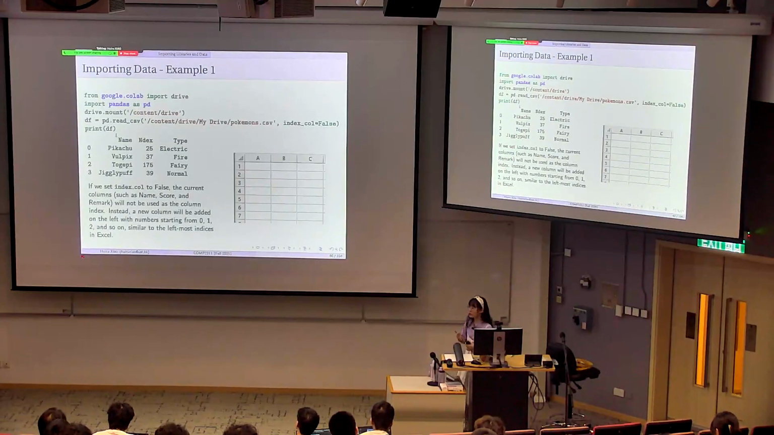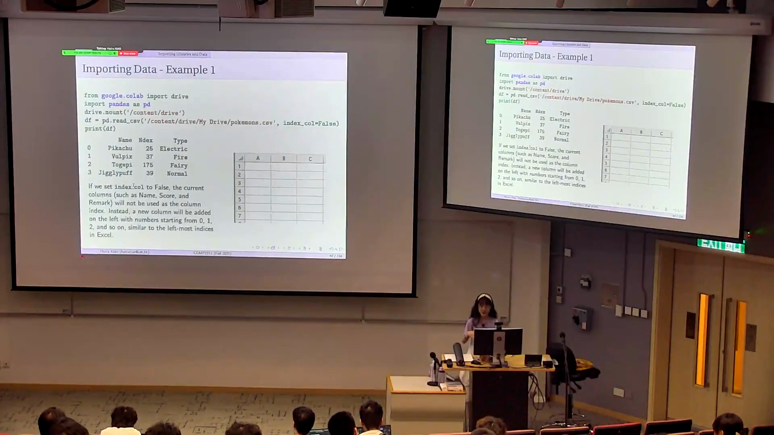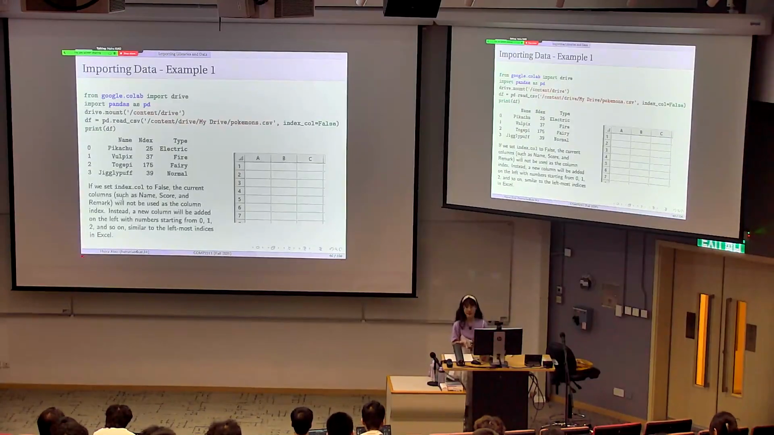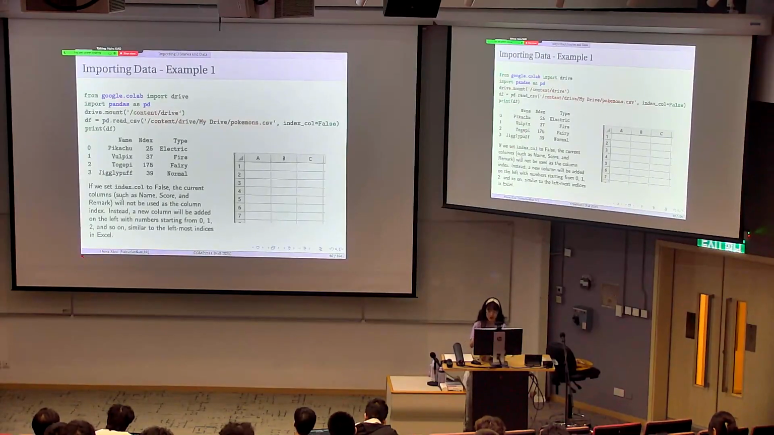Don't forget that we set index column to be false, right? What this false means is, if we set the index column to be false, then the current columns, these 3 columns, name, sorry, it's not score and remark, it's index and type. I forgot to update that. But these 3 columns will not be used as a column index. Instead, a new column will be added on the left with numbers starting from 0, 1, 2, and so on.